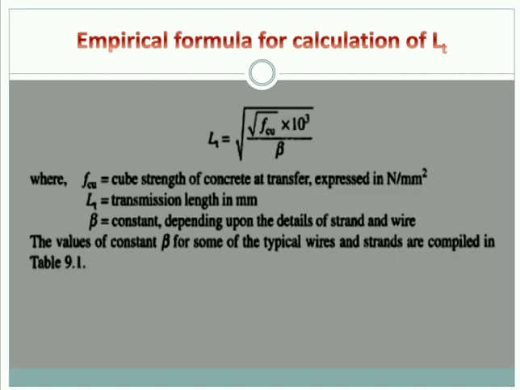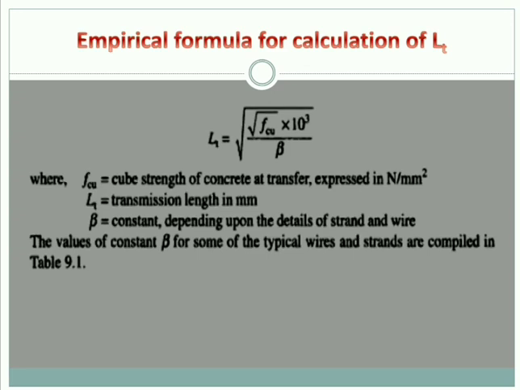First let us start with the empirical formula for calculating the transmission length. The empirical formula: LT, which stands for the transmission length, is equal to square root of FCU into 10 raised to 3 divided by beta, where FCU is the cube strength of concrete at transfer expressed in Newton per mm square, that is FCI what we are using. LT is the transmission length in mm.